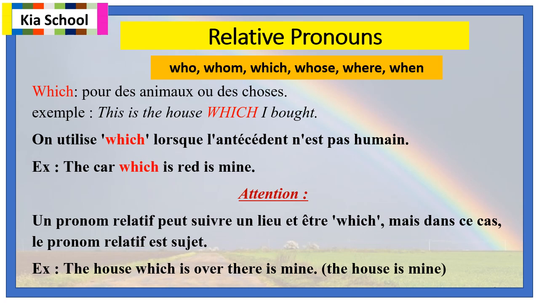Attention. Un pronom relatif peut suivre un lieu et être which, mais dans ce cas, le pronom relatif est sujet. Exemple. The house which is over there is mine. Qui veut dire the house is mine.